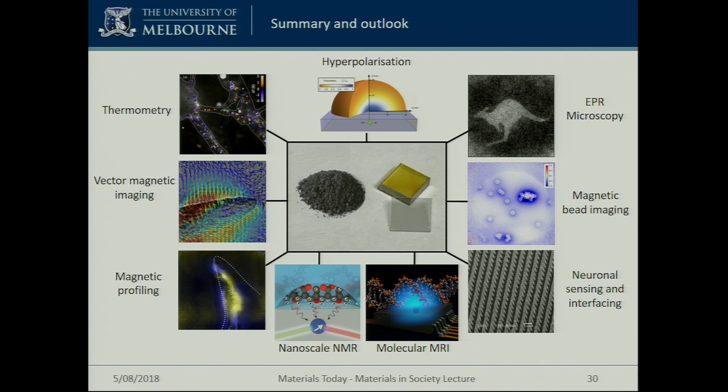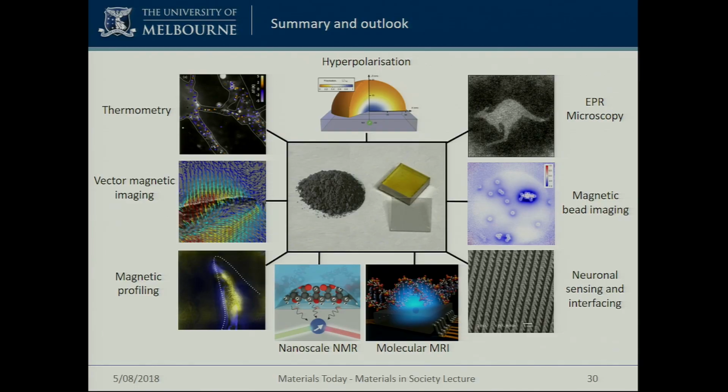So with that, I want to wrap up. So today I've given you a snapshot of some of the opportunities to do with nanodiamonds and single crystal diamond in terms of thermometry, vector magnetic imaging and magnetic profiling of biological systems. There are a whole host of different applications that apply to biology that we're also pursuing.